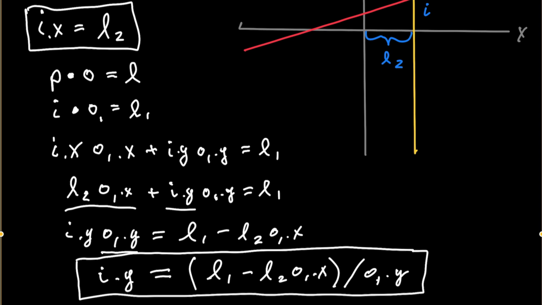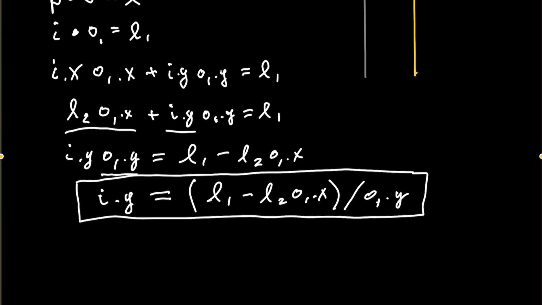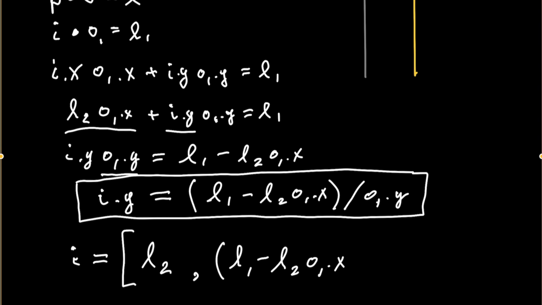We already had the x-coordinate, so now let's write the whole thing out for I. So point I, the intersection point, equals, the x-coordinate was just L2, and the y-coordinate, we see just right up above here, L1 minus L2 times O1 dot x divided by O1 dot y.